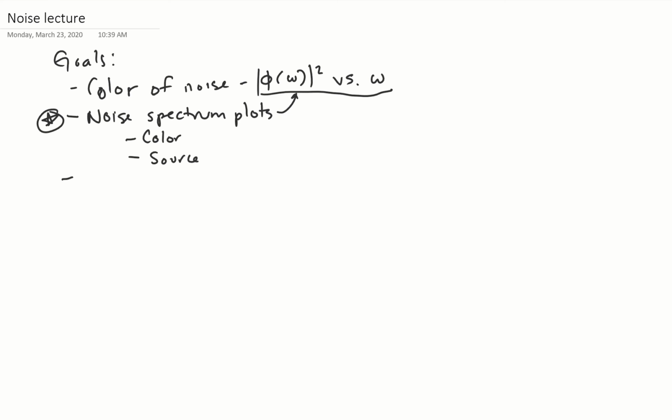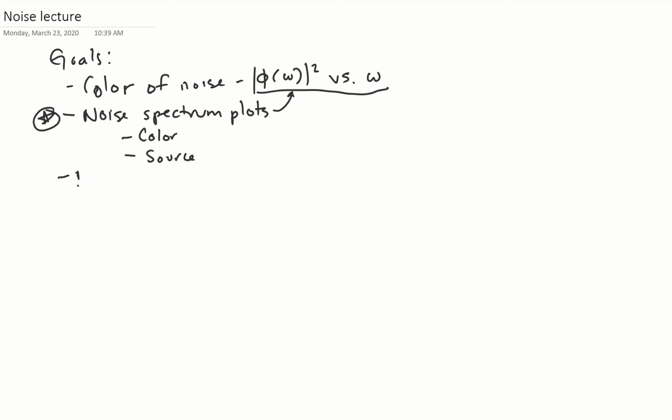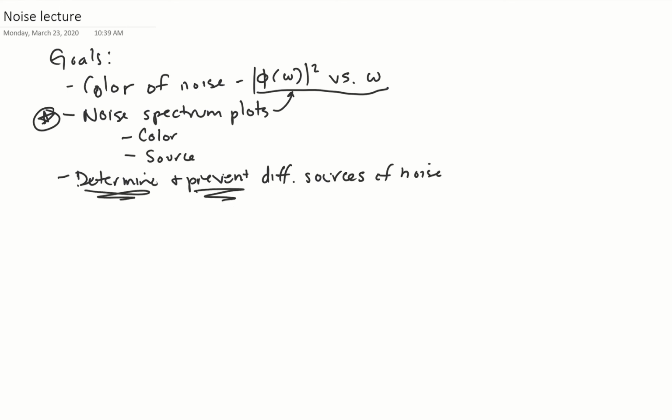Last lecture we talked about the different sources of noise, where we were talking about thermal, shot, flicker, environmental noise. But how can you determine and prevent different sources of noise? So determining it and preventing it.